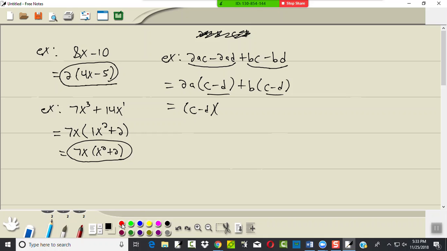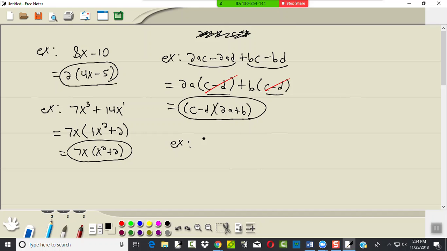Now, what goes in your second set of parentheses, you go up to this previous step, cross out the two c minus d's, and what isn't crossed out is what goes right here, which is 2a plus b. And that's our answer.